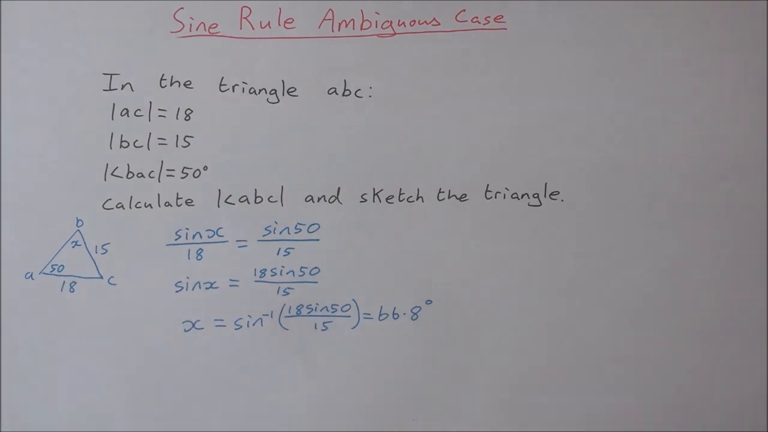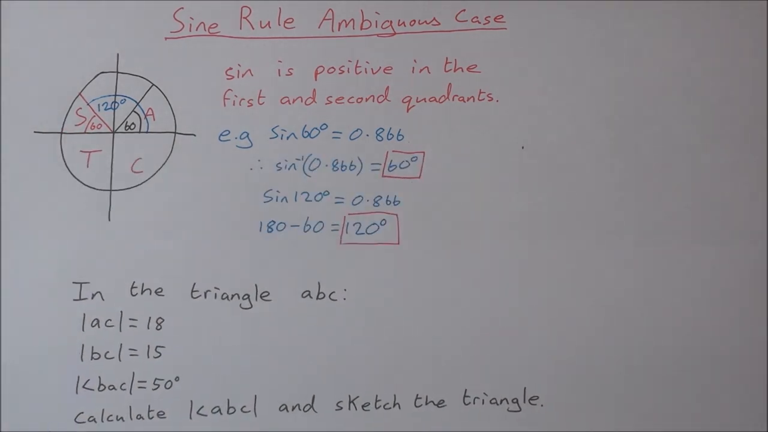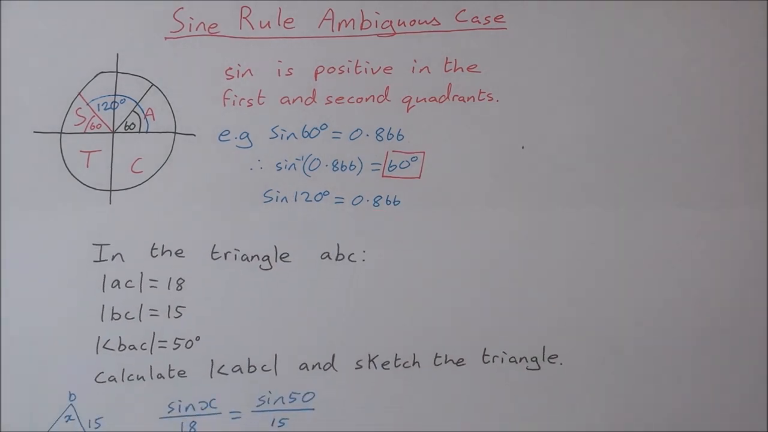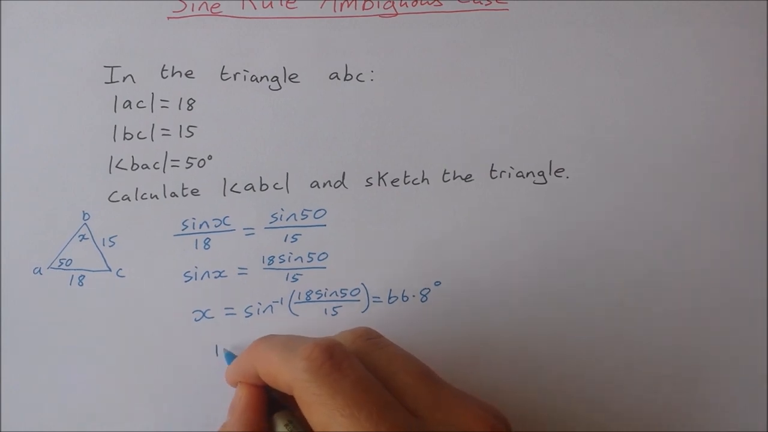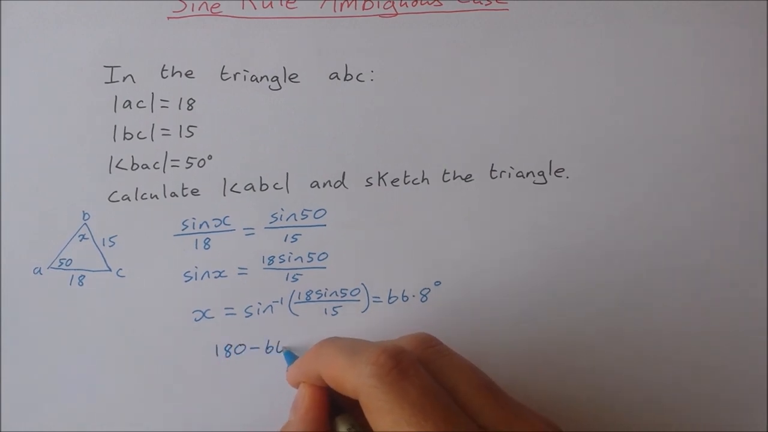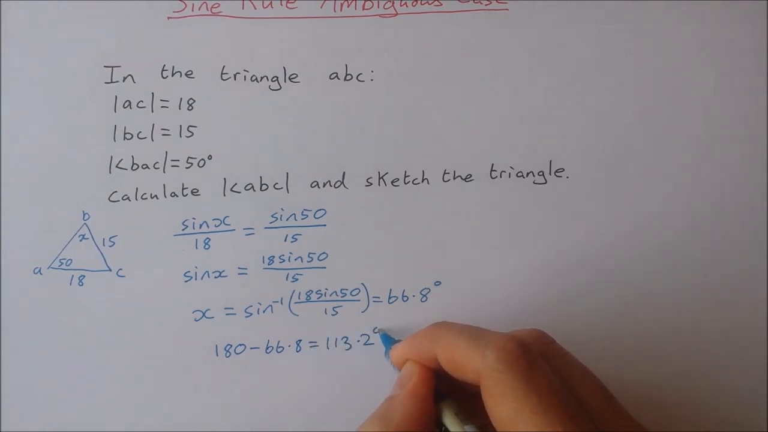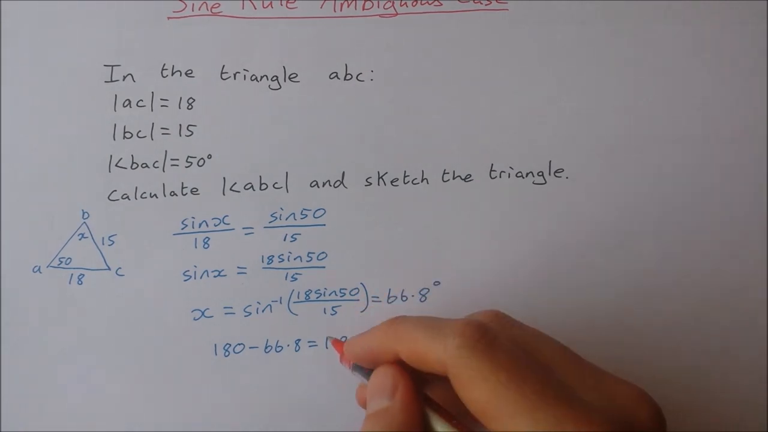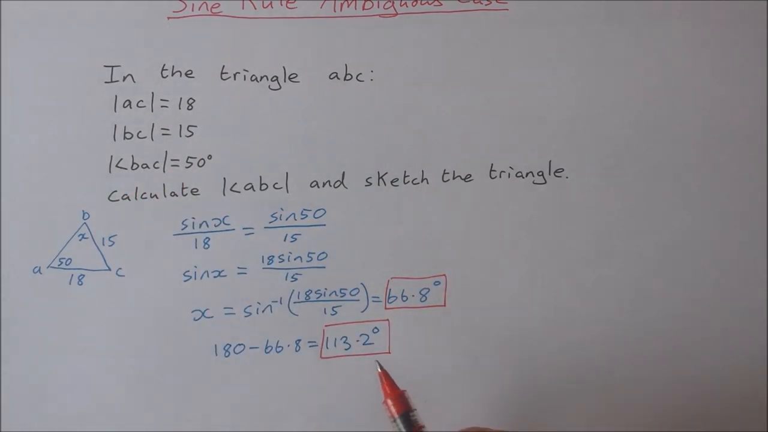So the angle there is 66.8 degrees. But remember from before, sine is positive in the second quadrant as well. So I need to do 180 minus 66.8, to give me 113.2 degrees. So those are my two angles. The angle ABC can be either 66.8 degrees or 113.2 degrees.